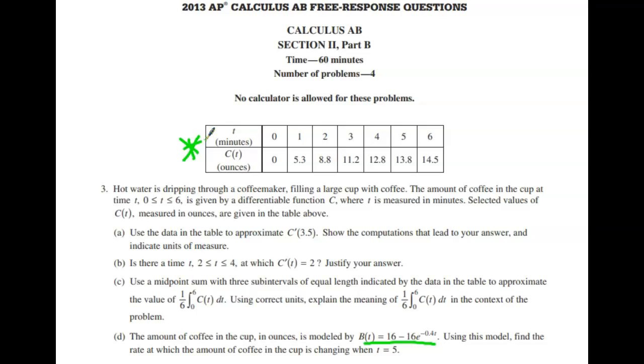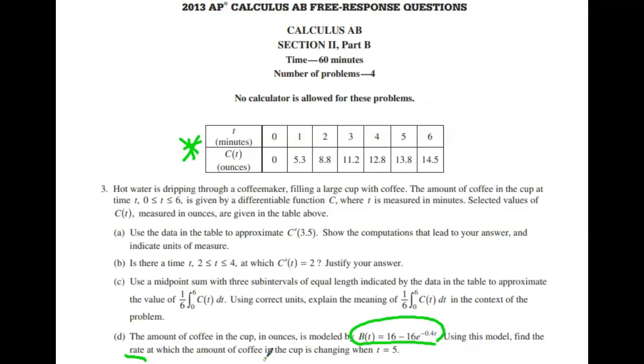Now they want to know, using this model, in other words, using this equation, find the rate, in other words the derivative of this thing, at which the amount of coffee in the cup is changing when t equals 5. Now it doesn't say to include units, but you better, because we're doing a word problem and units are there. So I would not skip out on the units, okay?